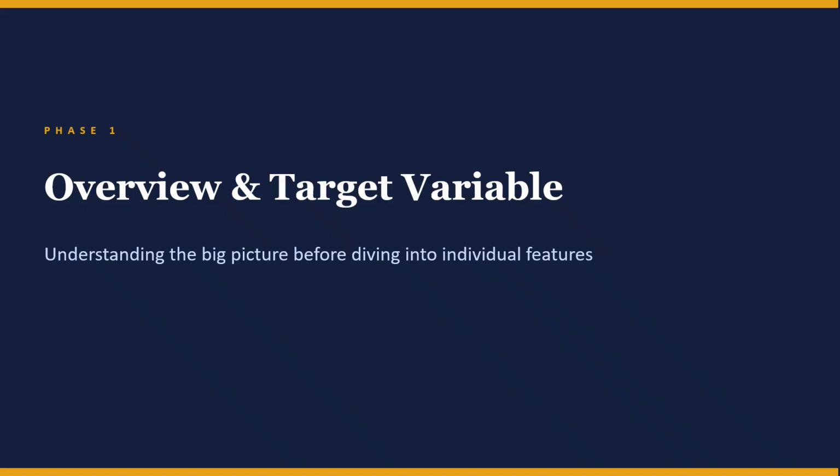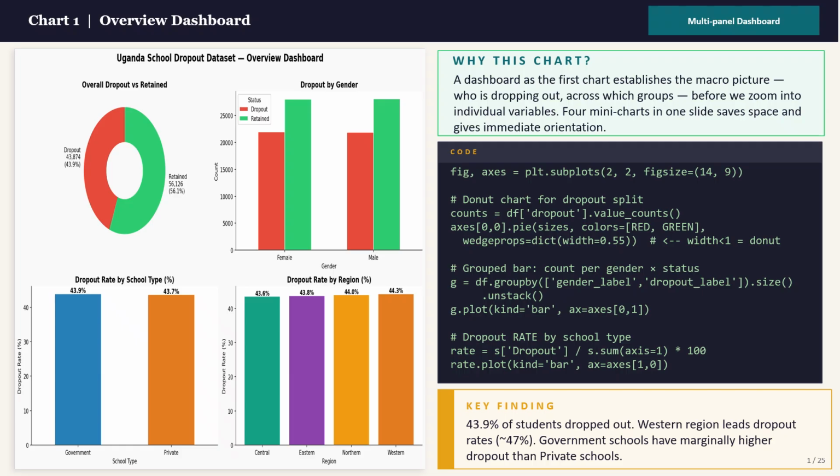So phase one: overview and target variable. I want to understand the big picture before diving into individual features. So we start off with the overview dashboard. This dashboard is the first chart and establishes the macro picture of who is dropping out across which groups before we zoom into individual variables. There are 4 mini charts used in one slide to save space, and it gives immediate orientation.